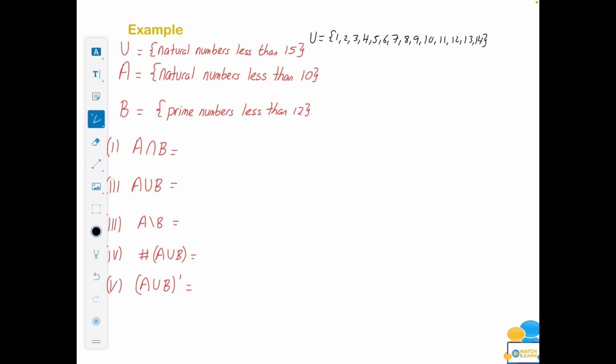Then we have the set A, which is our natural numbers less than 10. Remember, natural numbers are our counting numbers.